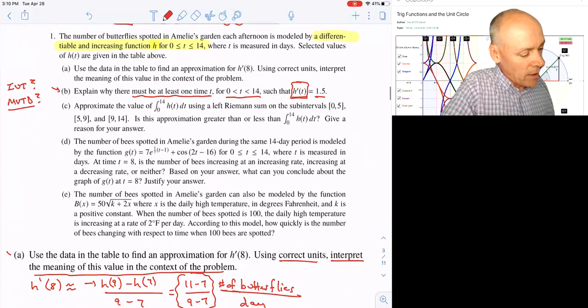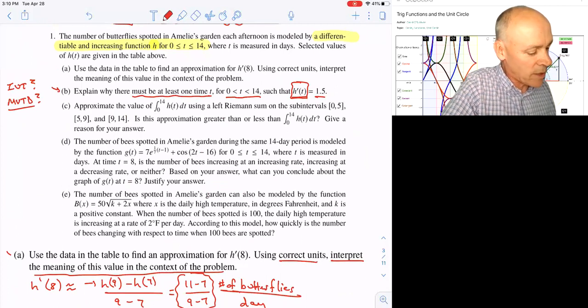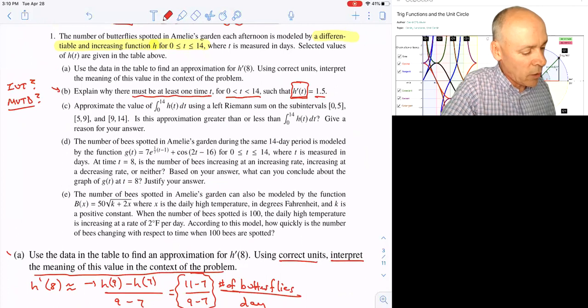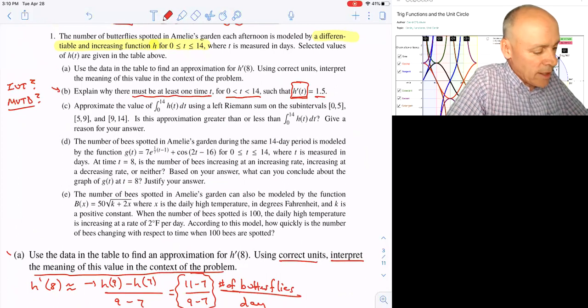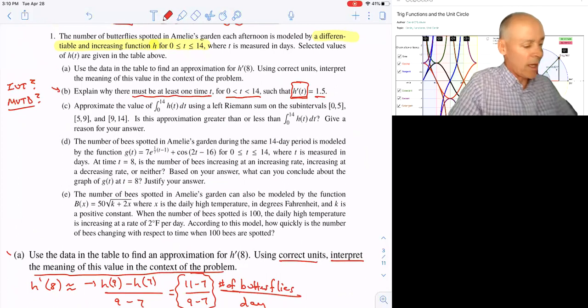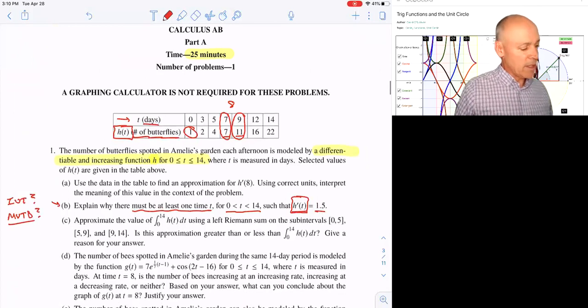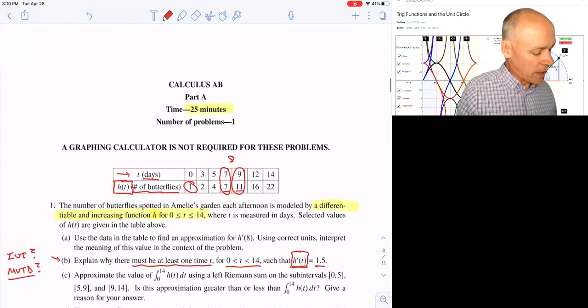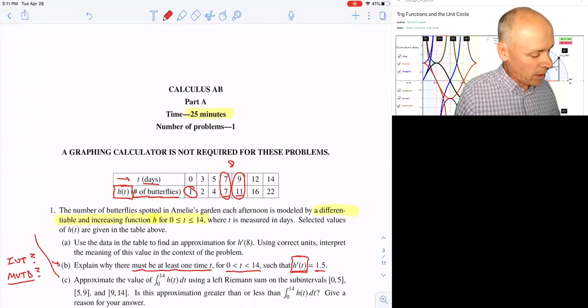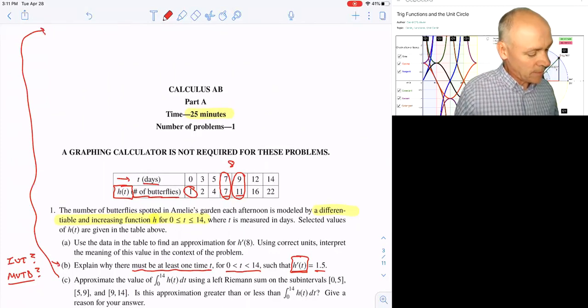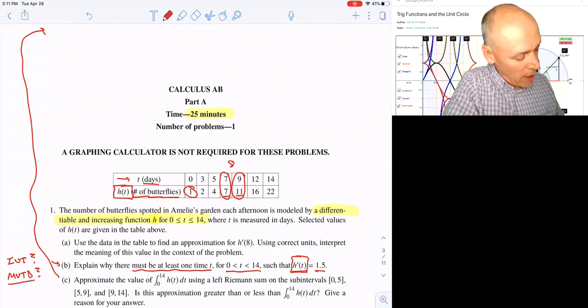Approximate the value of the definite integral from 0 to 14 of h of t dt using a left Riemann sum on the subintervals 0 to 5, 5 to 9, and 9 to 14. Is this approximation greater than or less than the actual definite integral from 0 to 14 of h of t dt? Give a reason for your answer. Part C, I'm going to go up above here and do my work right here. So I'm going to approximate the definite integral from 0 to 14 of h of t dt.